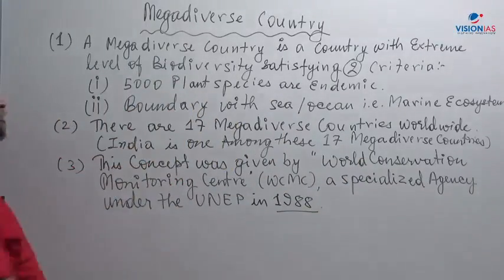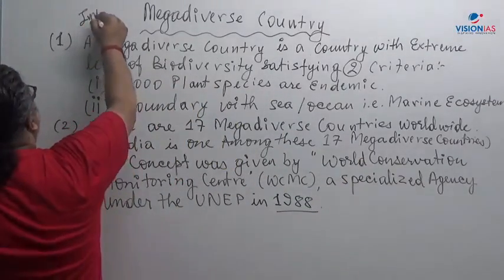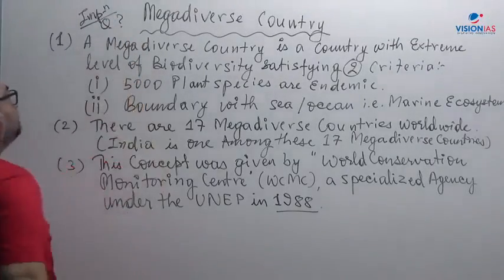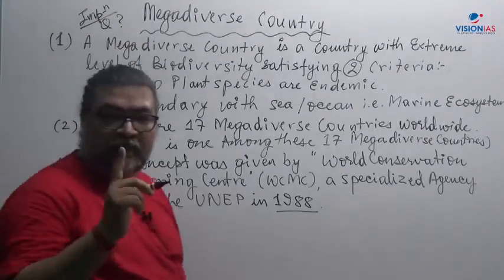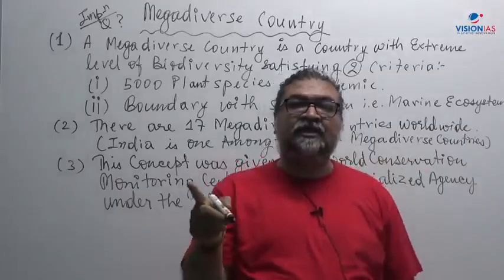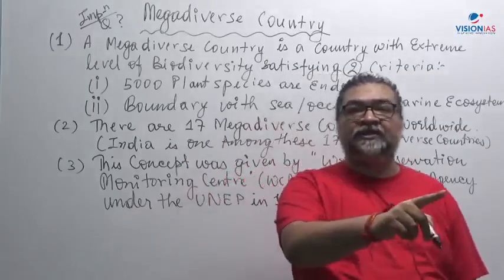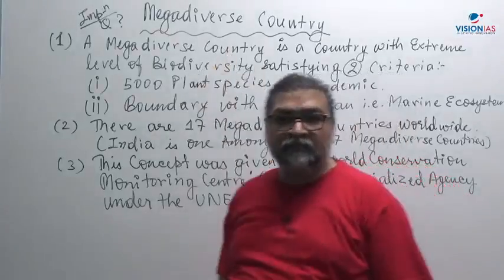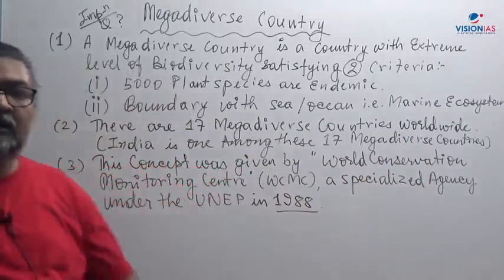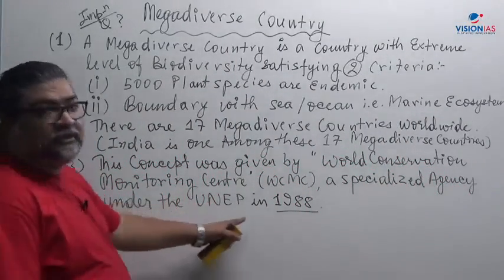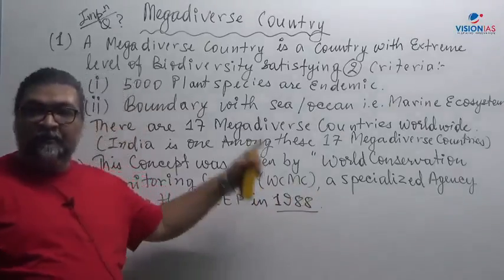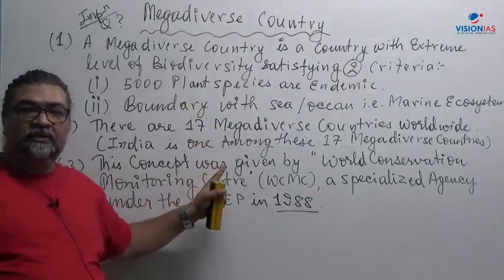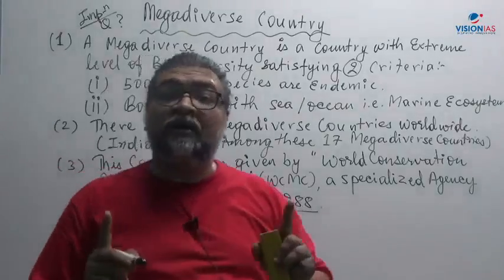Again, this topic is important. UPSC has not asked any question so far in the last 10 years, the 2011 to 2020 exams; there is no question on mega diversity. So this could be a question in the exam. In 1988, the World Conservation Monitoring Center came out with these criteria and with these mega diverse countries. So landlocked countries will not be a mega diverse country.